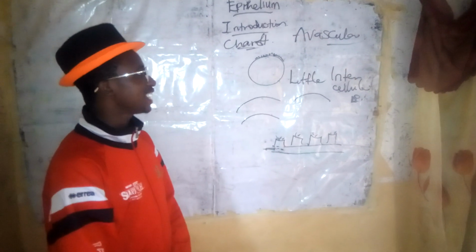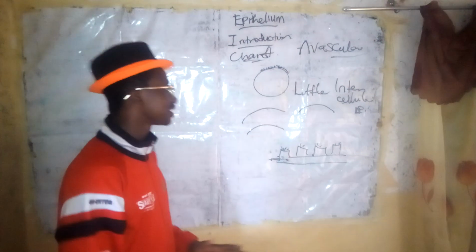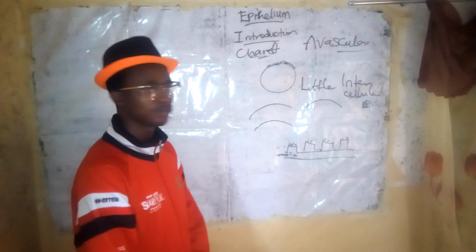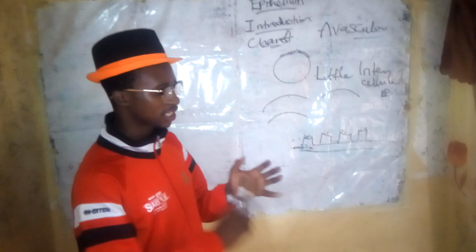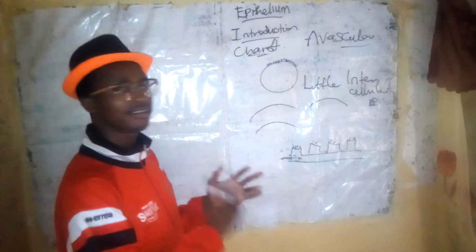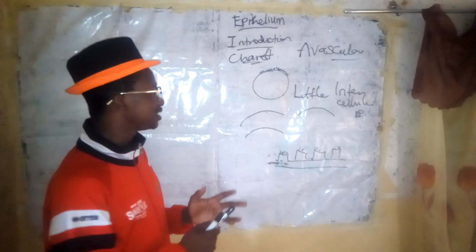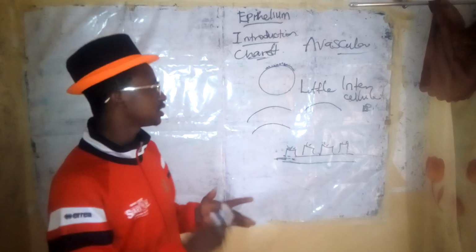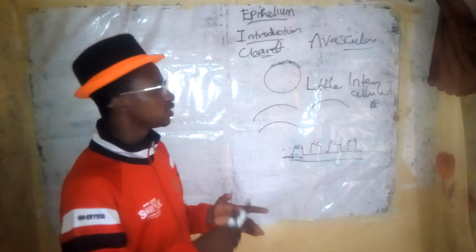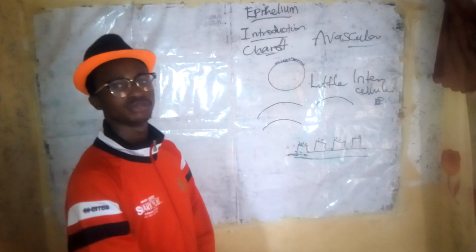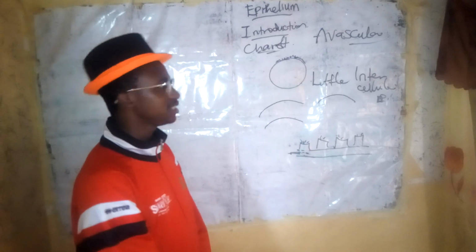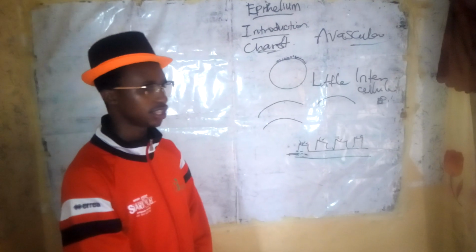So these are the 5 major characteristics or features of epithelium. Number 1, we said they have little intercellular space. Number 2, they are avascular. Number 3, they show surface modification. Number 4, they show polarity. And number 5, they rest on basement membrane. These are the 5 characteristics of epithelium.